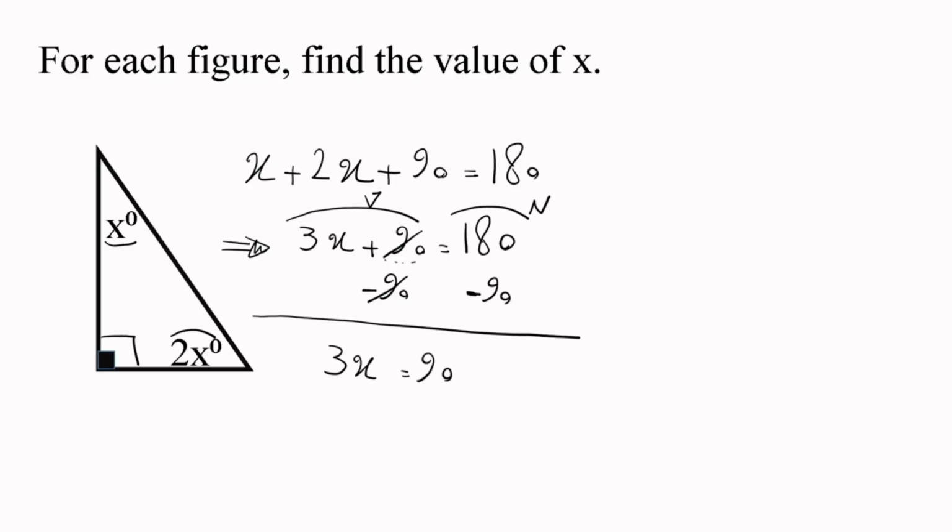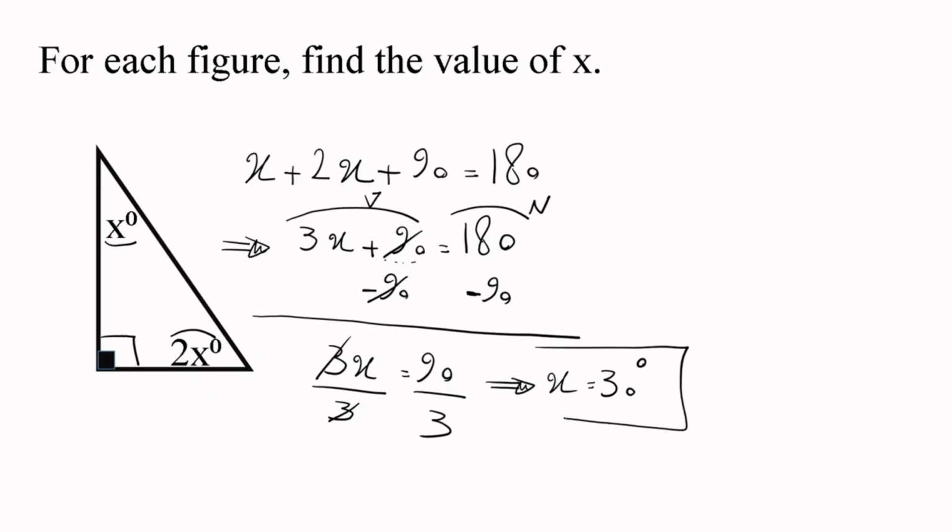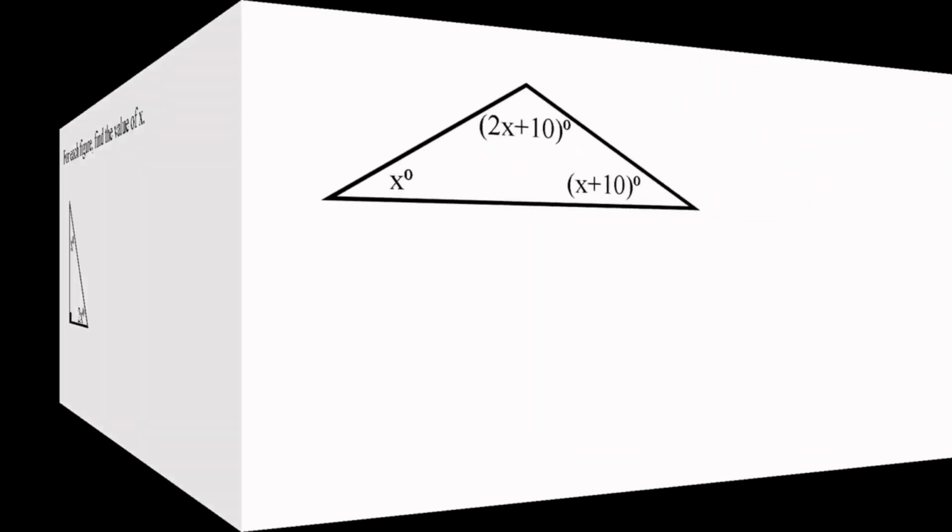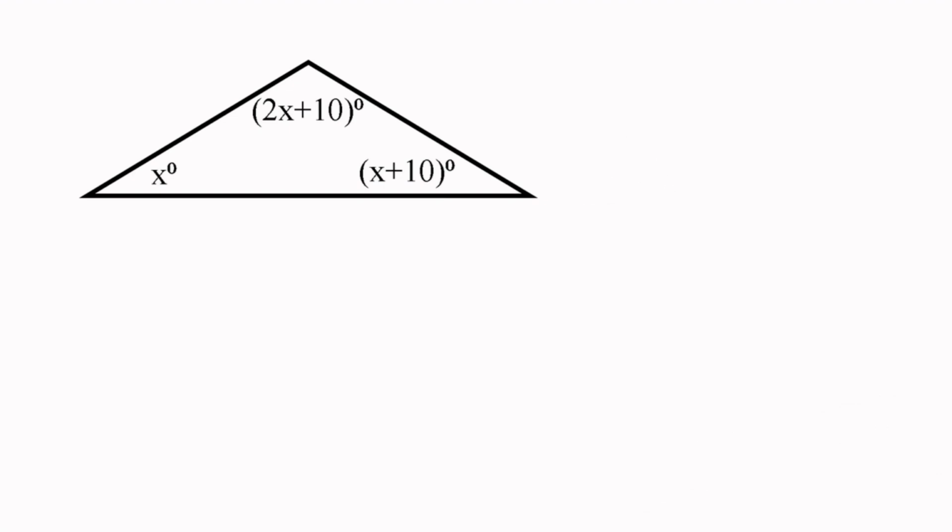The only thing that I need to do is making the coefficient of x 1. How am I supposed to do that? By dividing both sides by 3. These two are going to cancel each other out, and finally, x is going to be 30, and the unit is going to be degrees. Really easy.